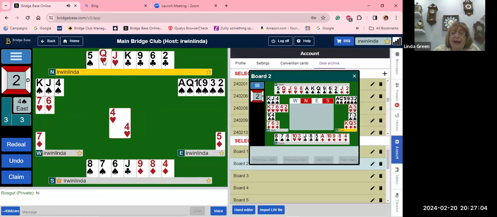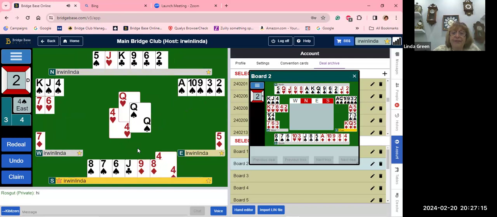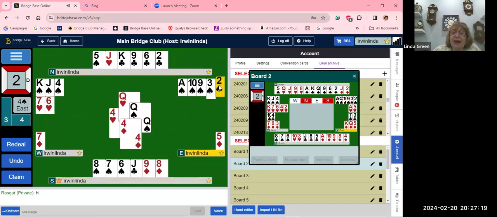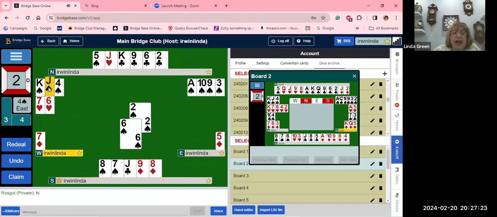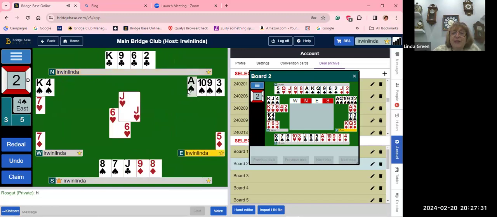Now, I don't know if they're breaking, but I have the ace, the queen, the 10, and the 9. I'm going to rough it with the queen, just in case. And they aren't breaking. That's not a problem, right? Let's play a little spade to the jack. And we're going to rough this heart with the ace of spades.